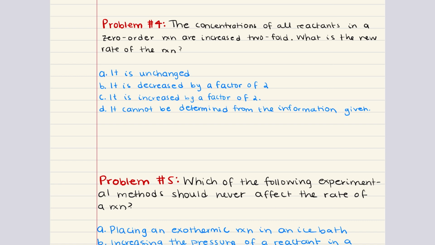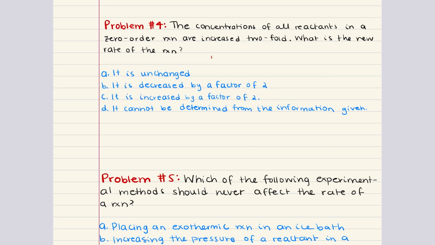Problem 4 says the concentration of all reactants in a zero-order reaction are increased twofold. What is the new rate of the reaction? So just as a reminder, in a zero-order reaction, the rate of the reaction is independent of the concentration of the reactants. This means that changes in the concentration of the reactants do not affect the rate of the reaction. Actually, the rate law for a zero-order reaction is just rate is equal to K. It's equal to the rate constant.